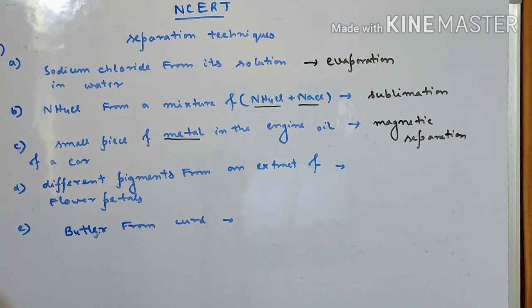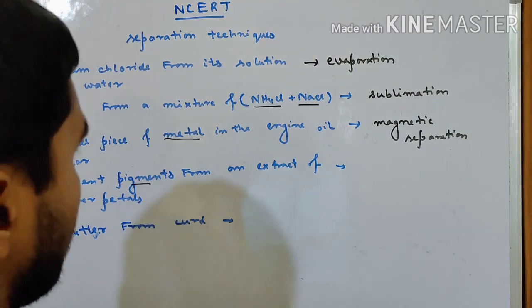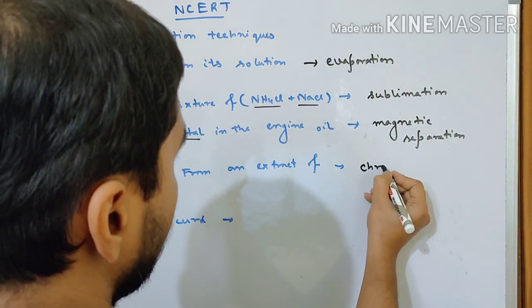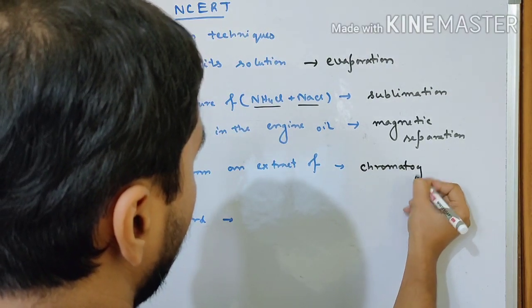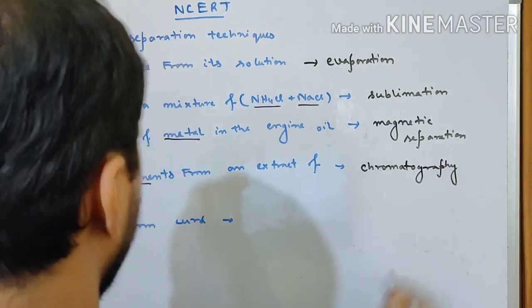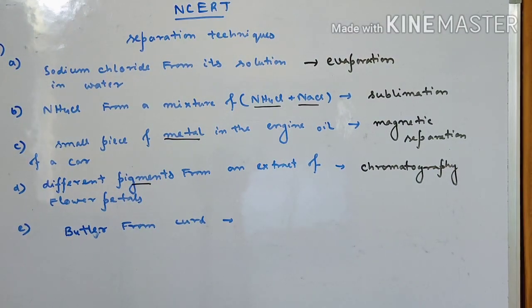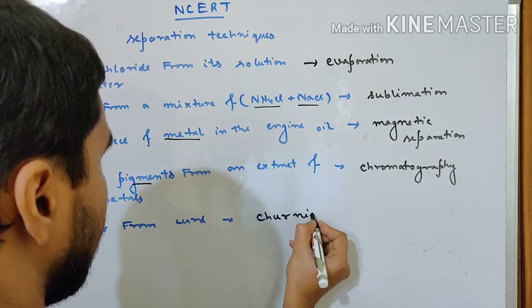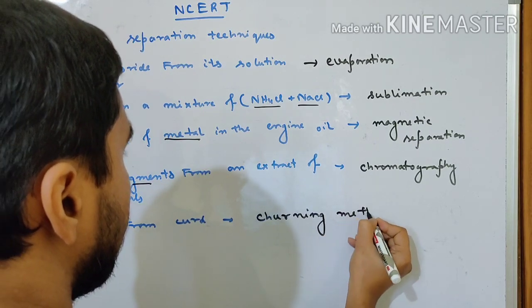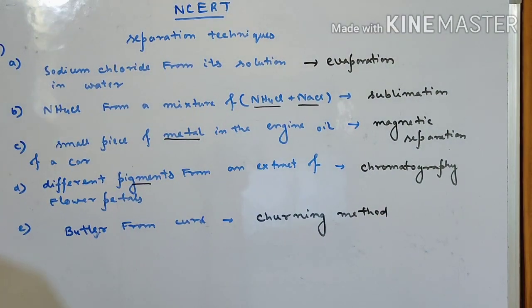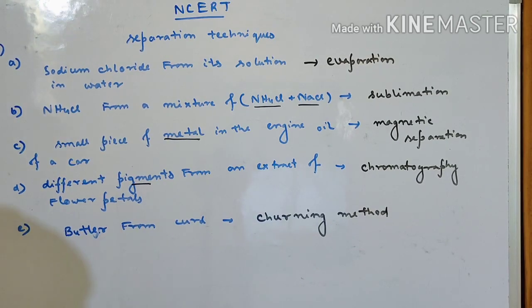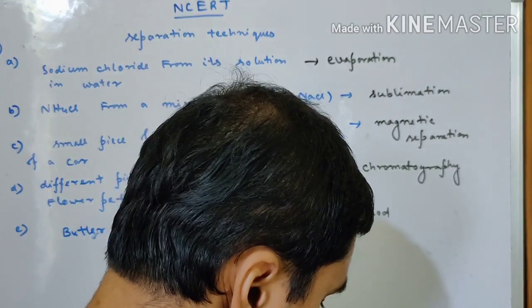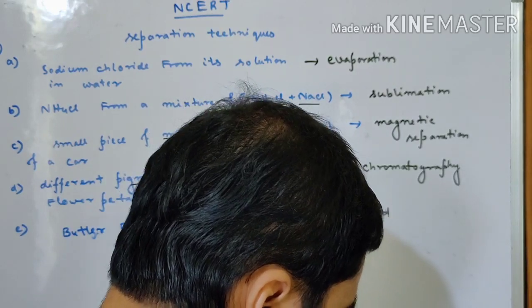Then the next one, different pigments from an extract of flower petals. Pigments are there, so chromatography will be the best method. And then the butter from the curd. In that case, you can use the churning method. So these are the answers of the first 5 questions. Next we have, let me erase this first, then we are going to proceed for the rest of the questions.